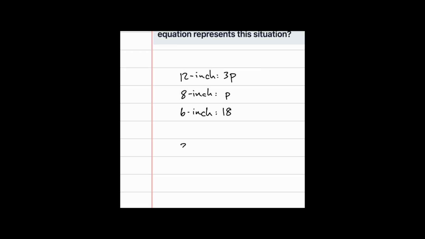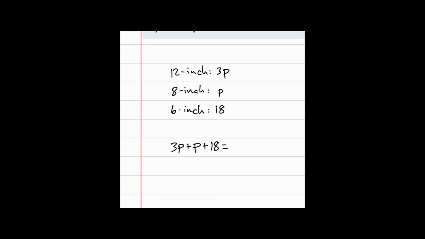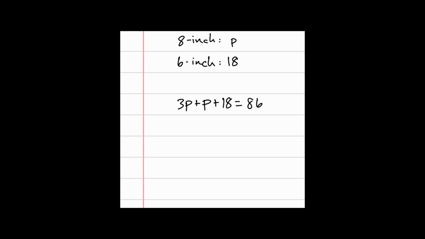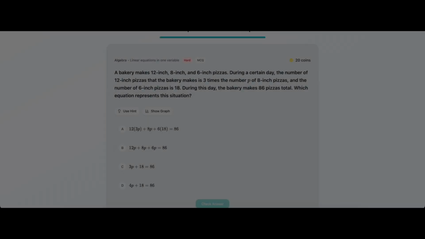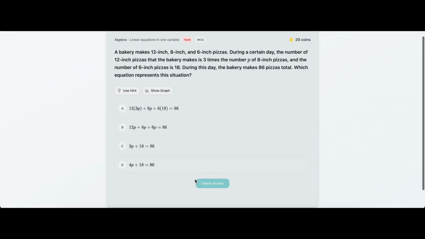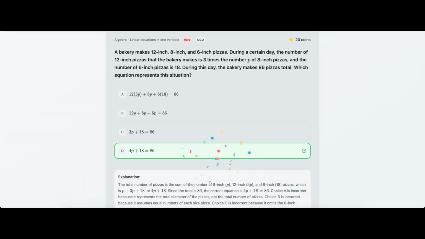Okay, and it's saying that during this day the bakery makes 86 pizzas total. So in other words, if I add up the number of 12-inch plus the number of 8-inch plus the number of 6-inch pizzas, I get 86 pizzas total. So I can say that 3P, which is the number of 12-inch, plus P, which is the number of 8-inch, plus 18 is equal to 86, right? That's the total number of pizzas. If I simplify this a little bit, I get 4P plus 18 equals 86, right? So that would be my equation representing this situation. 4P plus 18 equals 86. And if I go to the answer choices, I can see that that's answer choice D, and that's correct.